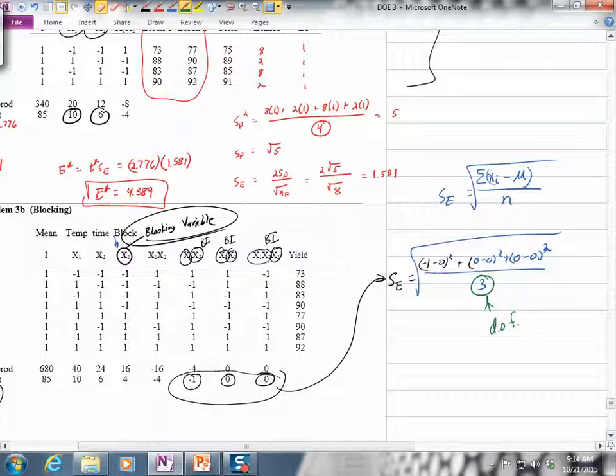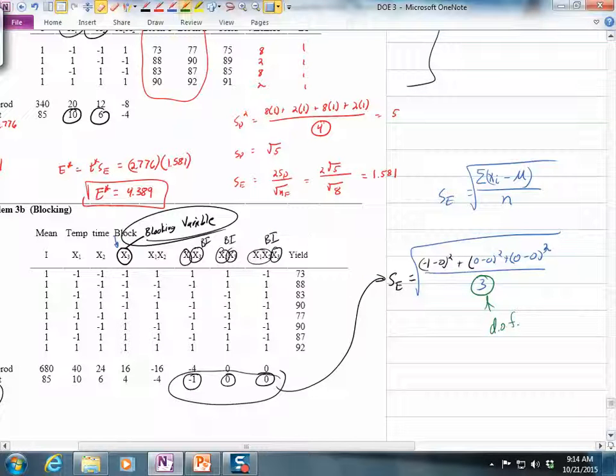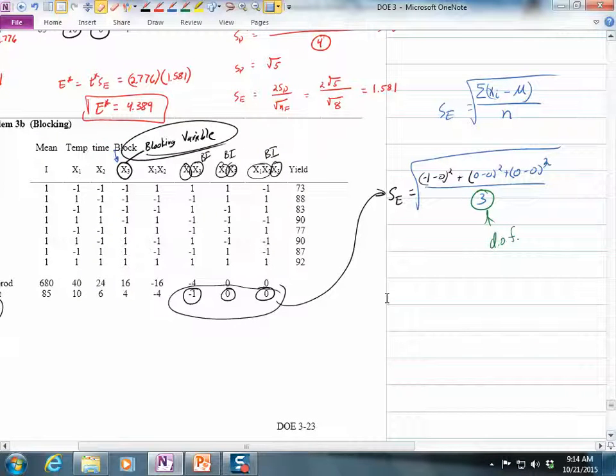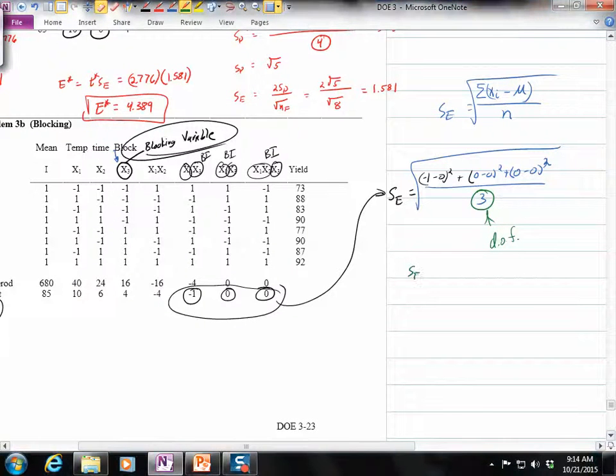So our assumption is the mu of the blocking interaction effects is 0. Yes, and that's always going to be our assumption in these block designs. So SE turns out to be that.